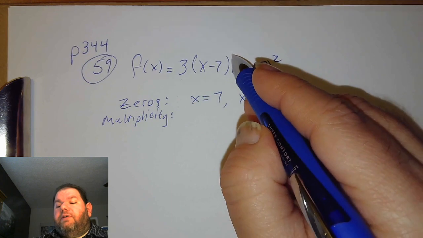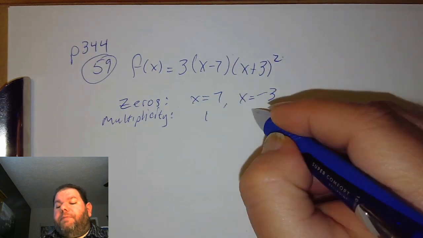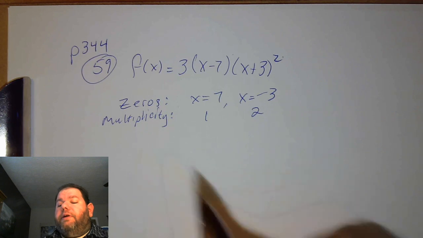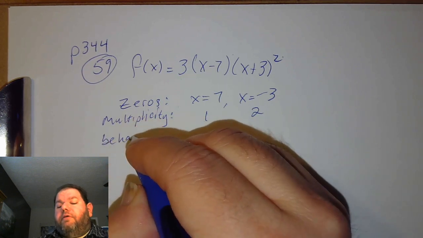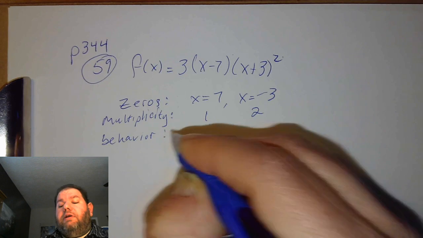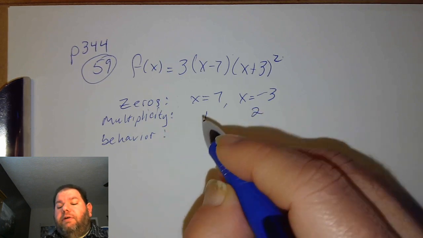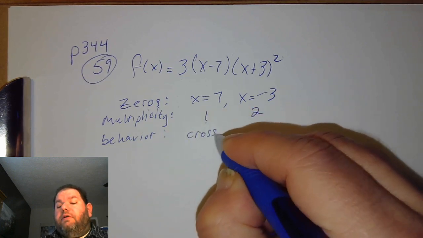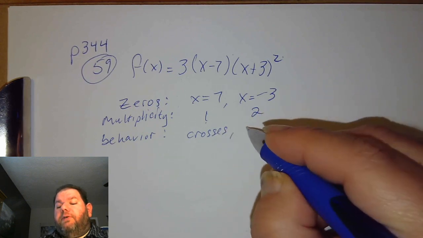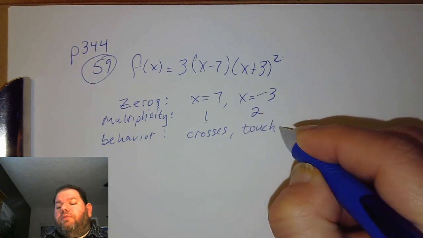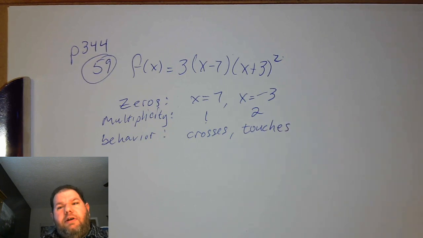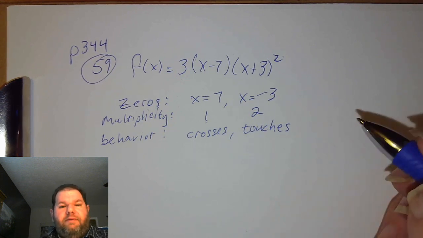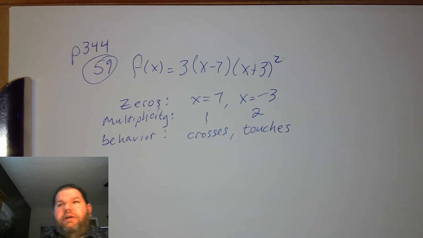Multiplicity, this is to the first power, and this is to the second power, so this is 1 and 2 respectively. And then the behavior based on the multiplicity: this is an odd multiplicity, so it crosses. This is an even multiplicity, and the word that the book says is touches. That's a little bit more concise than writing intersects without crossing. So that's probably a better way of expressing that one than what I said on Monday.